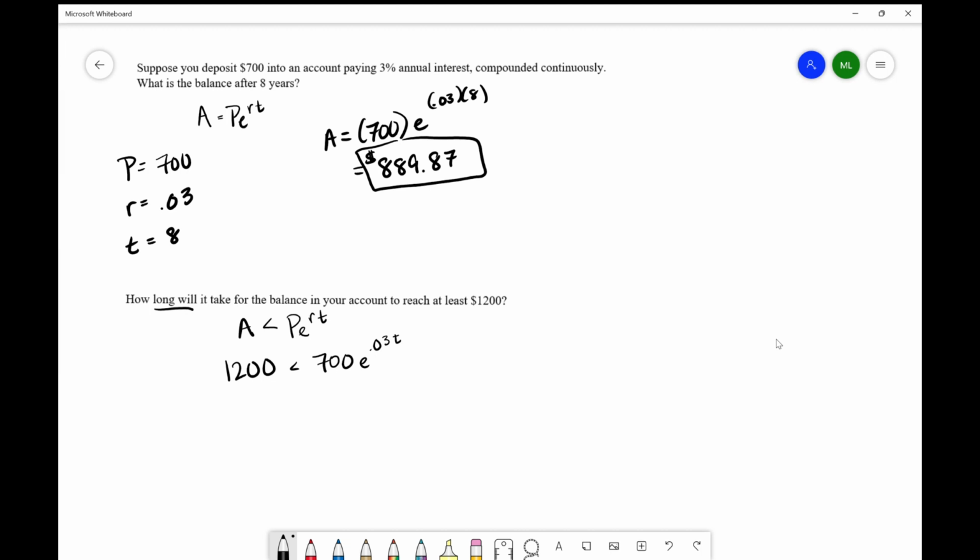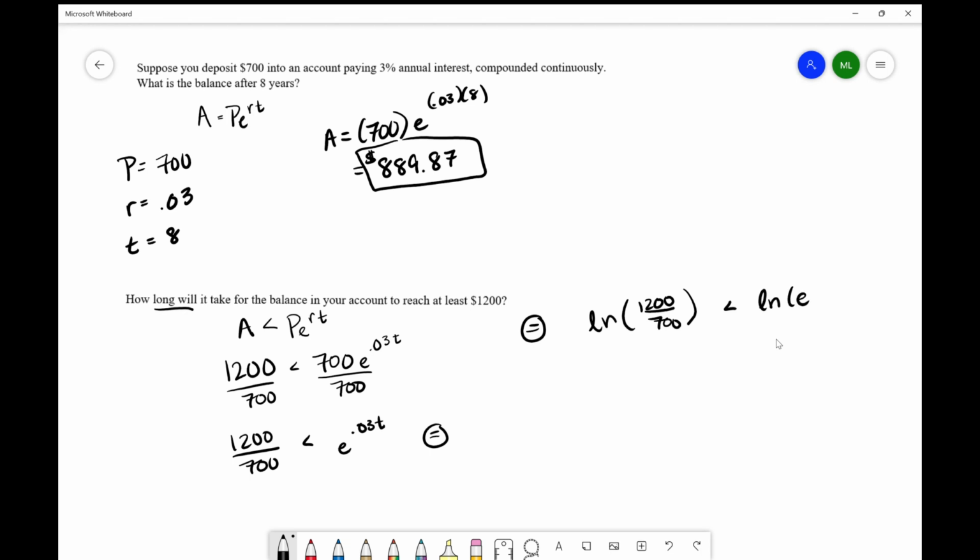Okay, so now let's go ahead and solve this. Let's divide 700 on both sides. So I have 1,200 over 700, which is less than e to the power 0.03t. And then the next thing I have to do is take the natural log of both sides. I'll simplify at the very end. And then this is less than the natural log of e to the power of 0.03t.